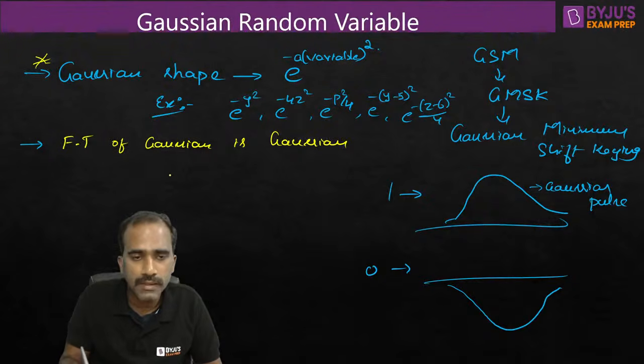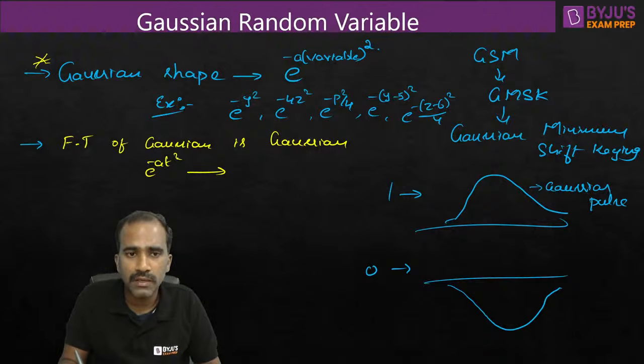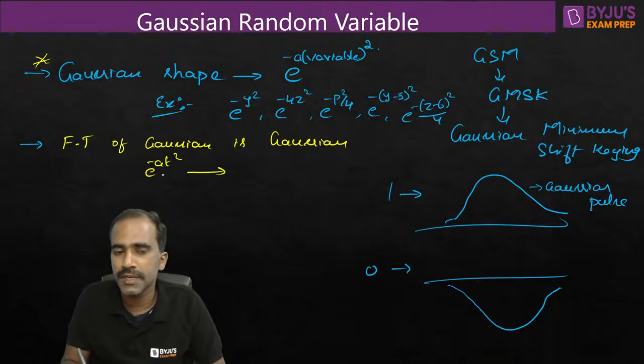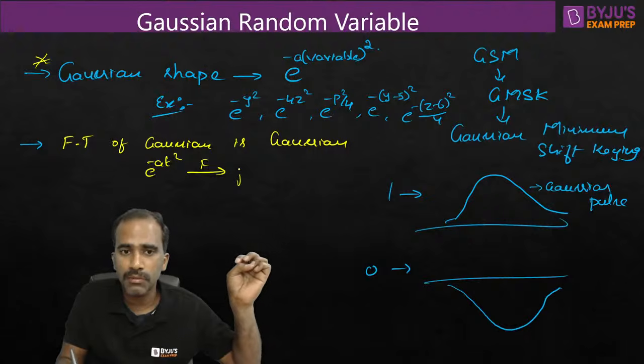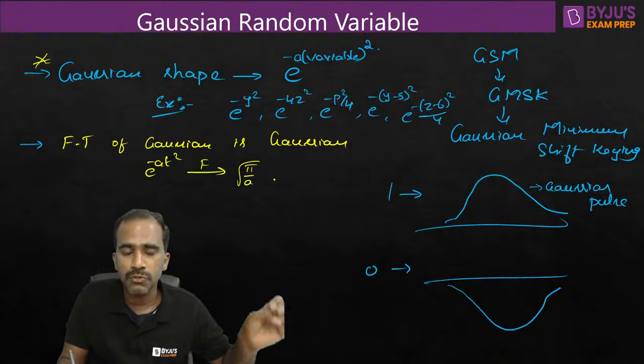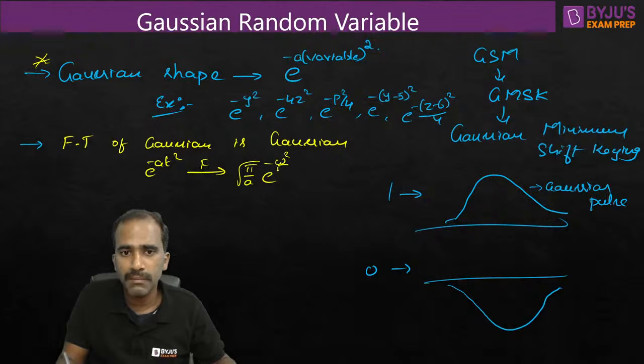So I'll write an example also because it's very important. E power minus a t square, if you take. See this one, the variable in the time domain is t square. The minus sign is there in the power, so it definitely represents a Gaussian shape. So it is a Gaussian shaped time domain signal. If you take the Fourier transform of this, there is an exact formula for this. You can remember this. It is root of pi by a into e power minus omega square divided by 4a.